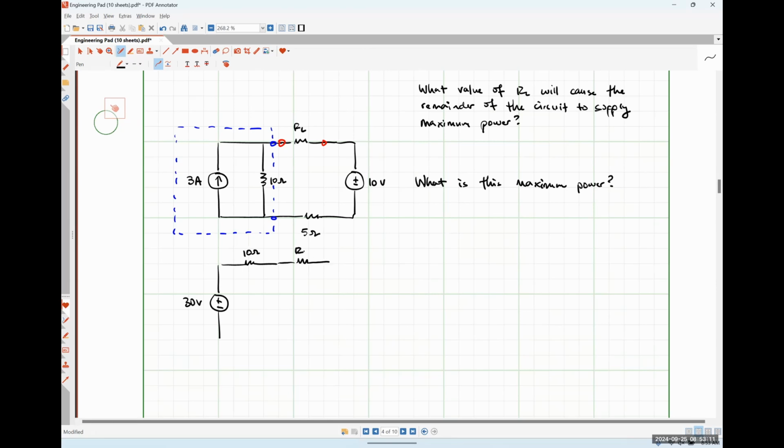Here's RL. Here's 10 volts. Here's 5 ohms. Now I have a 5 ohm resistor in series with a 10 ohm resistor, so I can just make this 15 ohms. I have a 30-volt source in series with a 10-volt source. They're of opposite polarities, so I can make this 20 volts. And I'll be damned if I don't already have it in a form where I can just apply my equation.